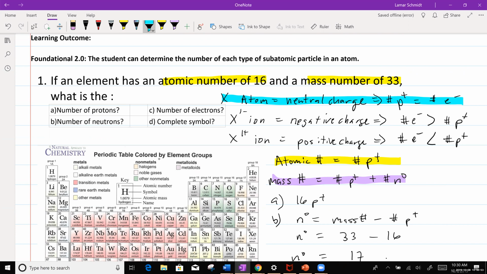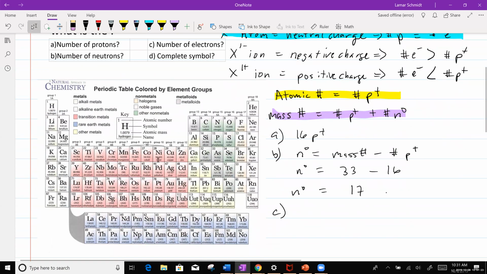There are cases where we have atoms with a charge, and those are called ions. If we have a negative charge ion, then we're going to have more electrons than protons. If we have a positive charge ion, we're going to have more protons than electrons. But for right now, we're dealing with atoms, and they all have a neutral charge. So the number of protons and the number of electrons are going to be equal. If we have 16 protons, and we have an atom, that means we also have 16 electrons.